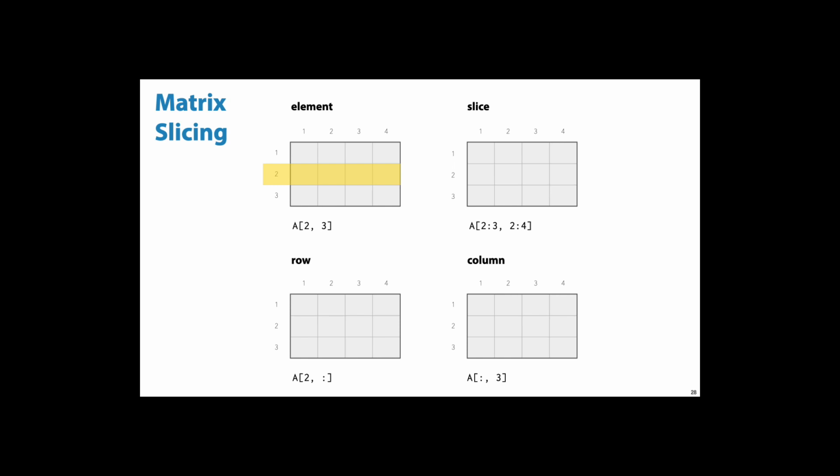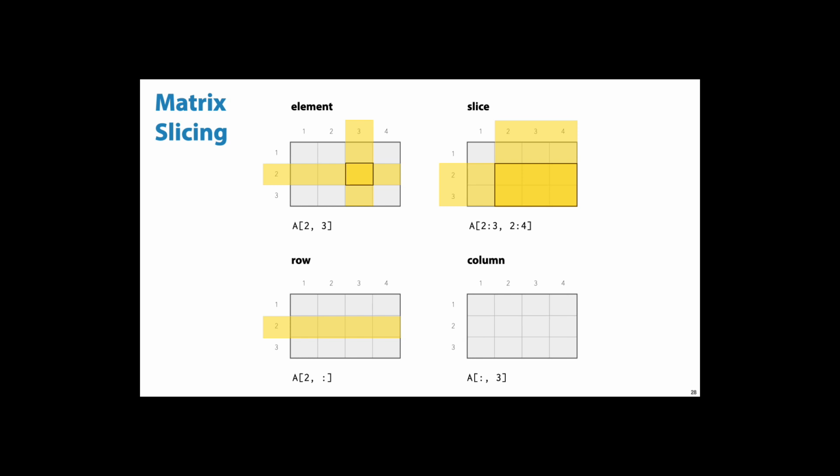It says, get the second row, the third column, and then the intersection of these is the element that we want. We apply the same logic to multiple elements. So this says, give me the second row to the third row, and then give me the second column to the fourth column. And then we get these elements.